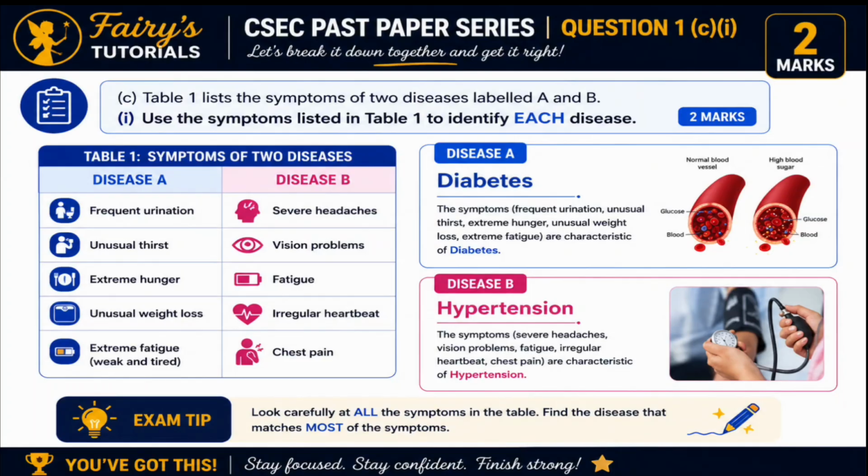Exam tip: look carefully at all the symptoms in the table. Find the disease that matches most of the symptoms. Good. They may list the disease, ask you about the symptoms in other exam questions. So it's always important for you to know your content so that you can apply your knowledge. It doesn't matter what form the question may come in.